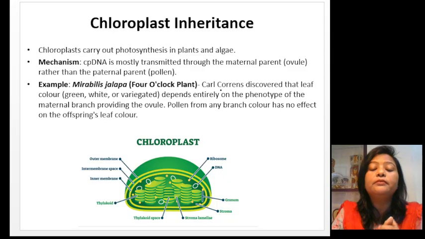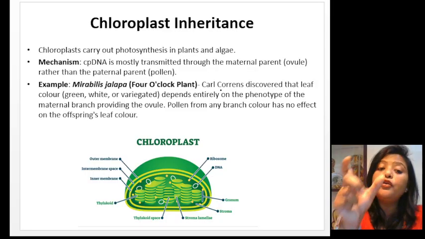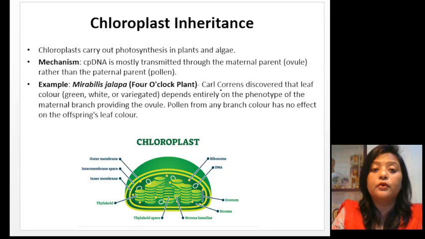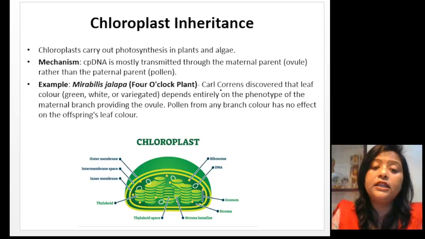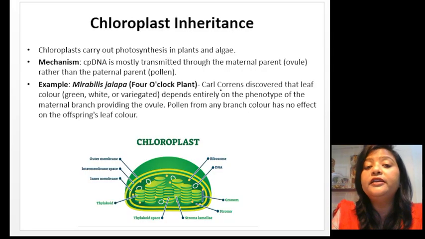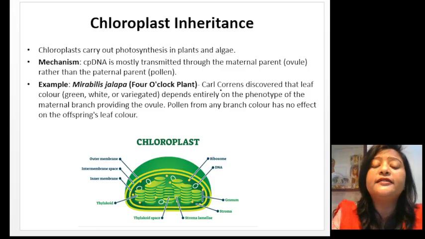The maternal part, the female part, is known as the ovule, and the male part is the pollen. Out here, the chloroplast DNA is transmitted from the ovule, not from the pollen. That's why it comes under maternal inheritance. There's an example of this type of inheritance which you can see in the four o'clock plant, also known as Mirabilis jalapa.